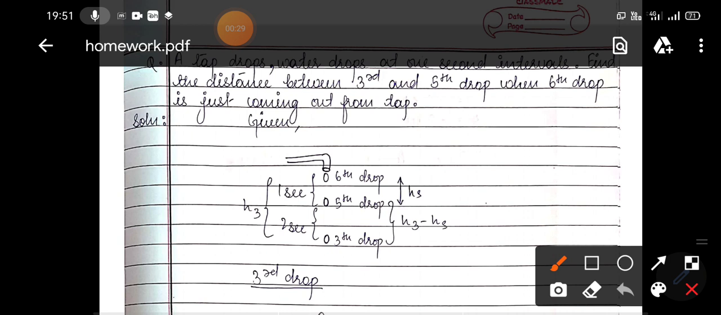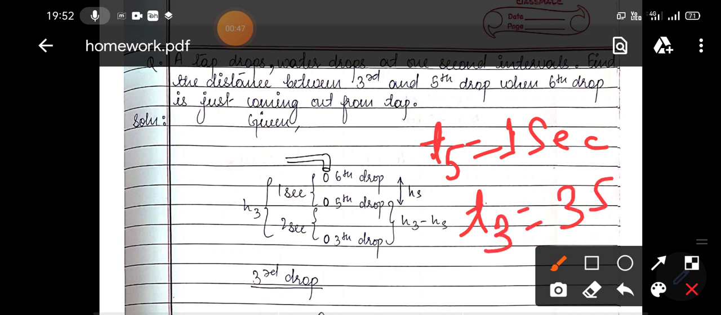So that means the fifth drop came out before how much time? Before 1 second. So the time for the fifth drop is 1 second. Similarly, the third drop came out 3 seconds before. So the time for the third drop is 3 seconds.